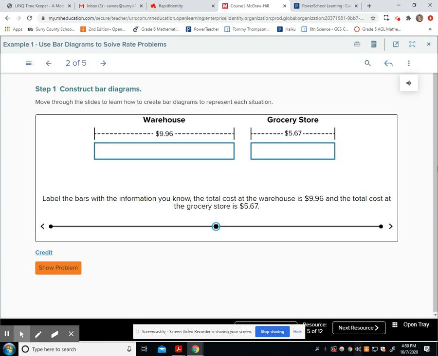Notice that the bar at the warehouse is longer. Why do you think that is? It's because $9.96 is more than $5.67. Therefore, because that number is larger, that bar should also be larger.